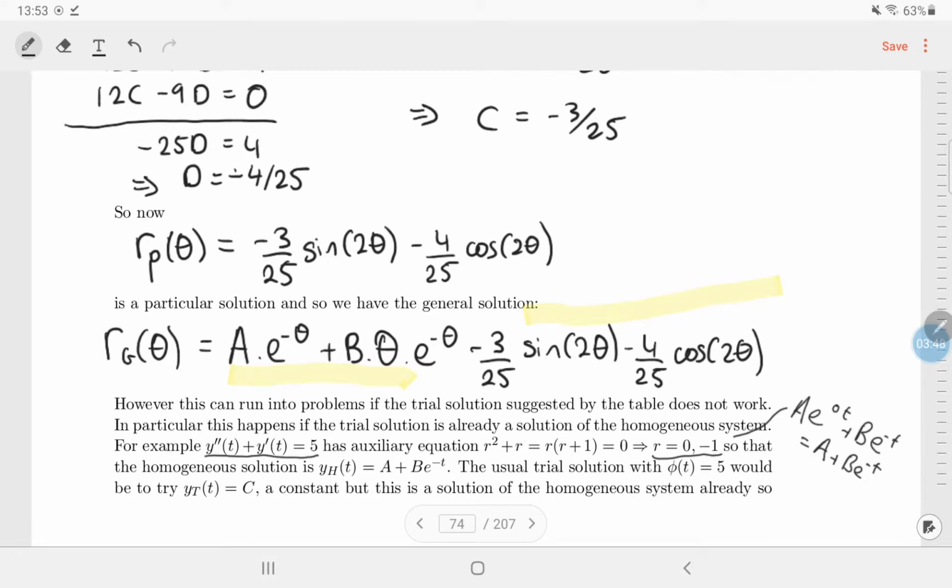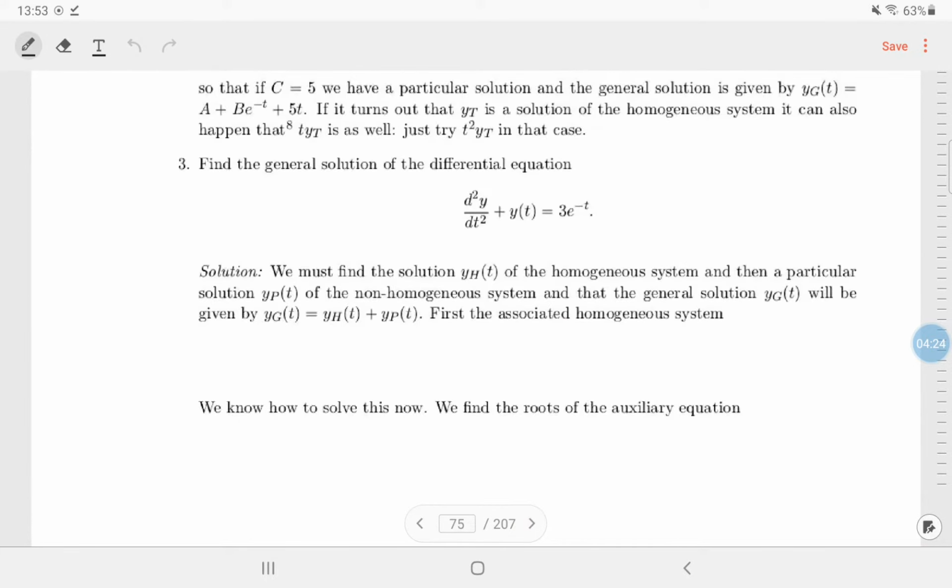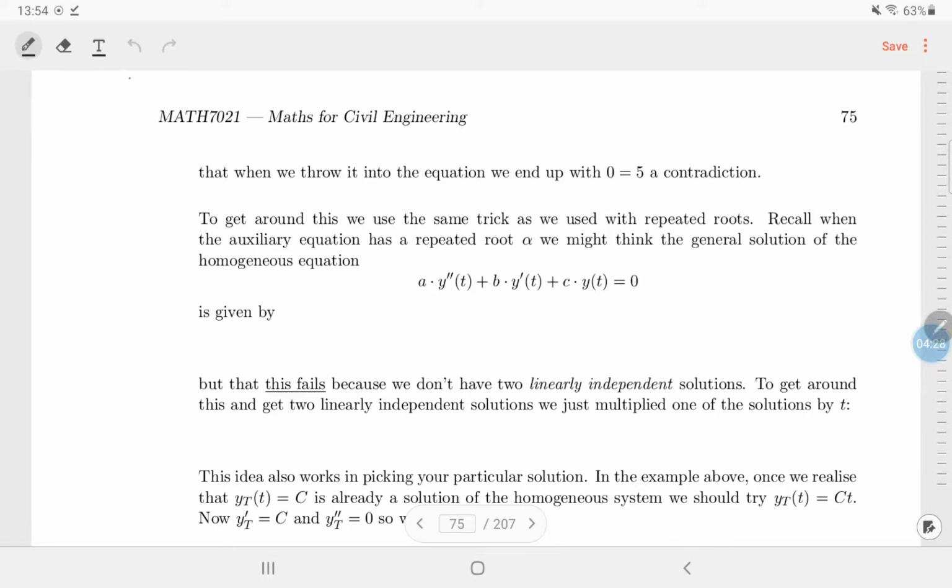Okay, now look at the 5. That's a constant. So the table says you should pick something that looks like a constant. But if you try a constant, it's not going to work, because the constant is already in the homogeneous. And the homogeneous is something that you put into the left-hand side of the differential equation, and you get out 0. So with a constant, you can't get out 5, you can only get out 0, because it's already a homogeneous thing. So the trial solution cannot be in the homogeneous solution, because the homogeneous solution is always going to give you 0. So it doesn't work.